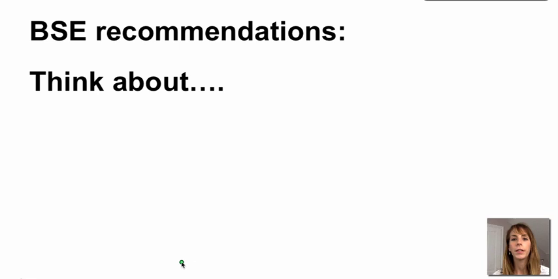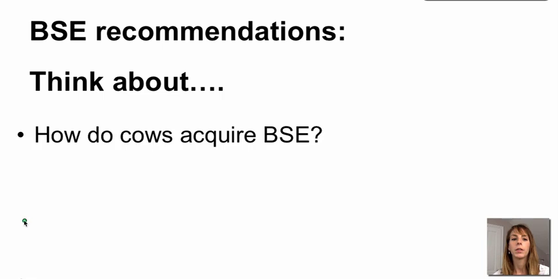So as part of your task, you're asked to think about some recommendations that you could make to prevent the entry of BSE into the food supply, or prevent it from being introduced into cattle. And I think some important things to think about include, how do cows acquire BSE in the first place? So we said that if we feed cattle meat and bone meal, there's the potential for them to ingest the infected carcasses and therefore get the prion that way.